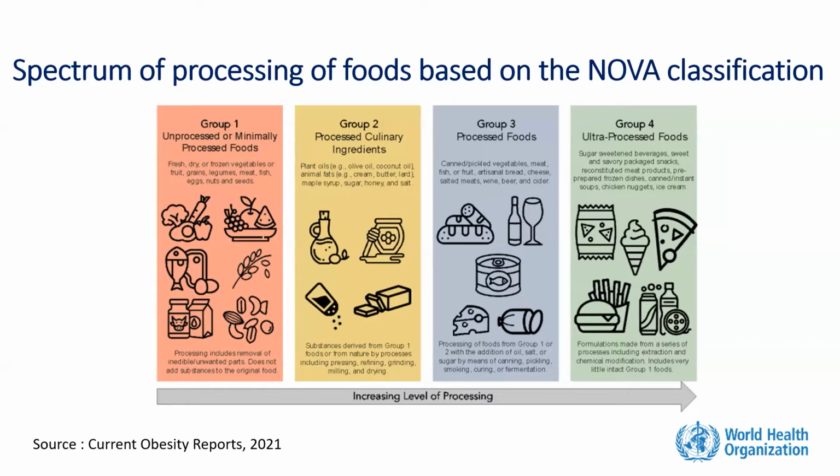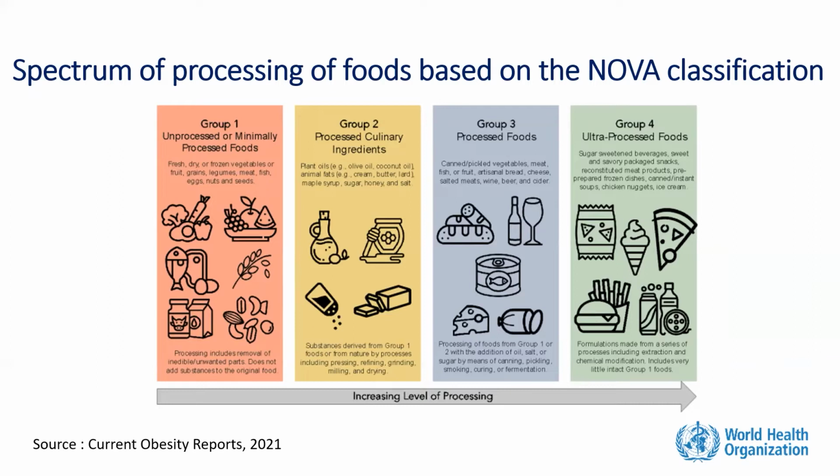The first group is foods which are minimally processed or unprocessed, like milk, fish, fruit, vegetables. The second group is the processed culinary ingredients. These are substances that are derived from the first group and then are used as ingredients for preparations. You have, for example, oil or butter or honey, and there's some element of processing, but these foods are used as a component of preparation.